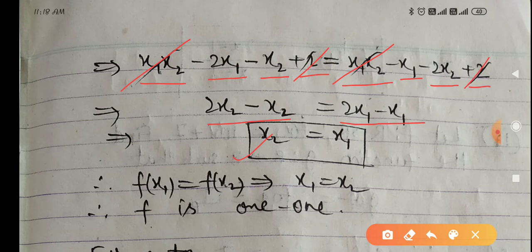So therefore f(x1) is equal to f(x2) implies that x1 equals x2. So this is the method to show a given function is a 1-1 function. So that's why f is a 1-1 function. I have written here f(x1) is equal to f(x2) implies that x1 equals x2. So f is 1-1.